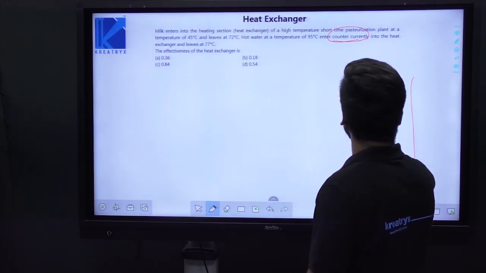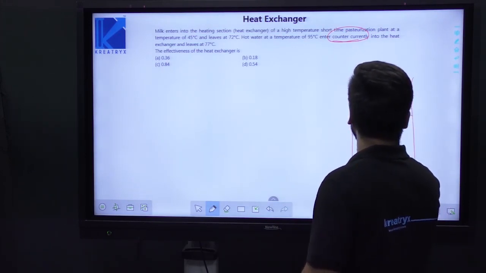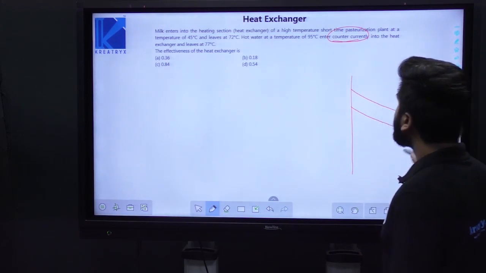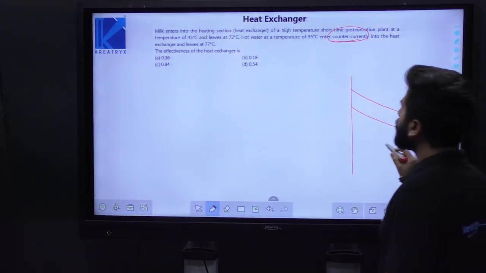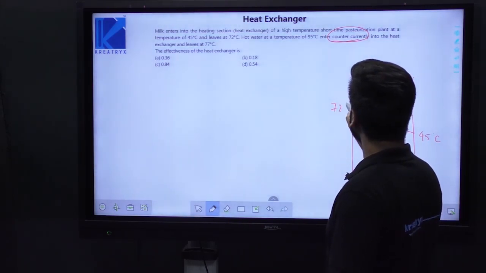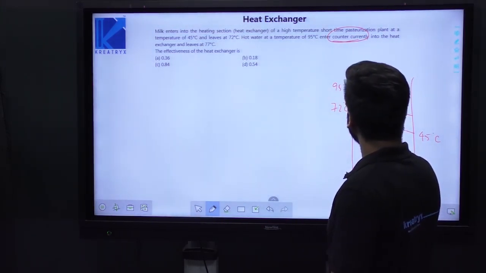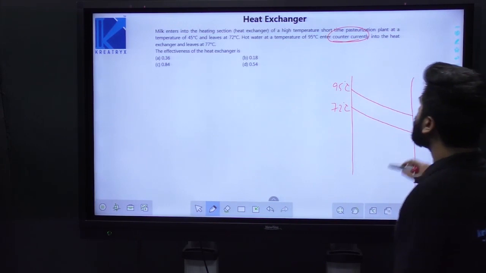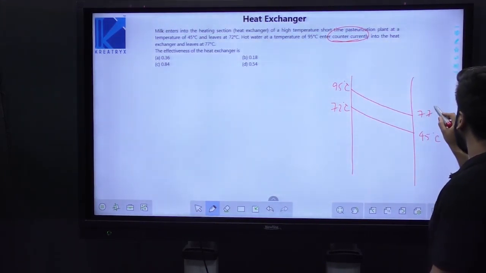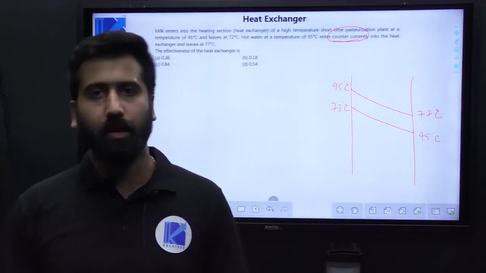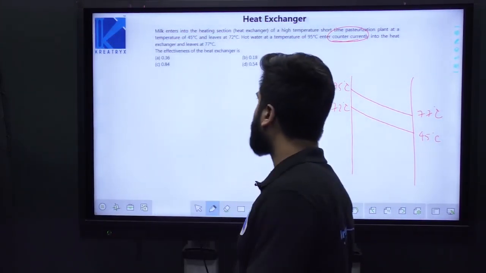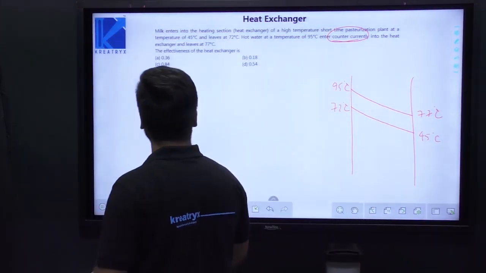Hot water is at 95 degrees Celsius, and the milk is cold, which enters at 45 degrees Celsius and leaves at 72 degrees Celsius. And hot water enters at 95 degrees Celsius and leaves at 77 degrees Celsius. Okay. No information is given about the mass flow rate of water or milk, and no information is given about the heat capacity of the milk.